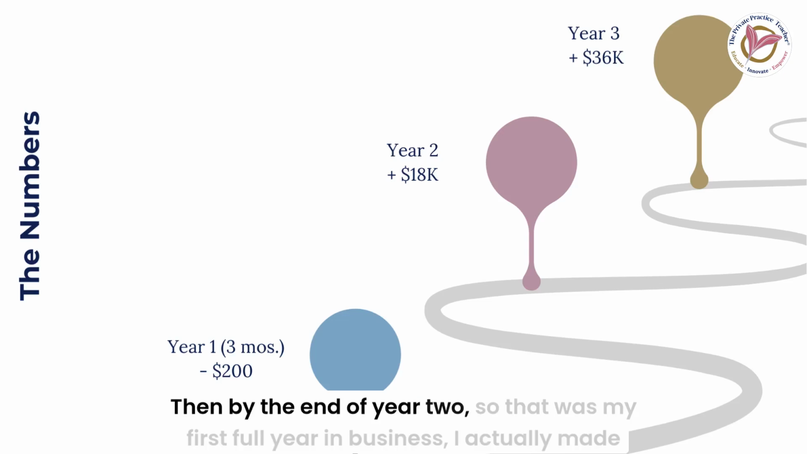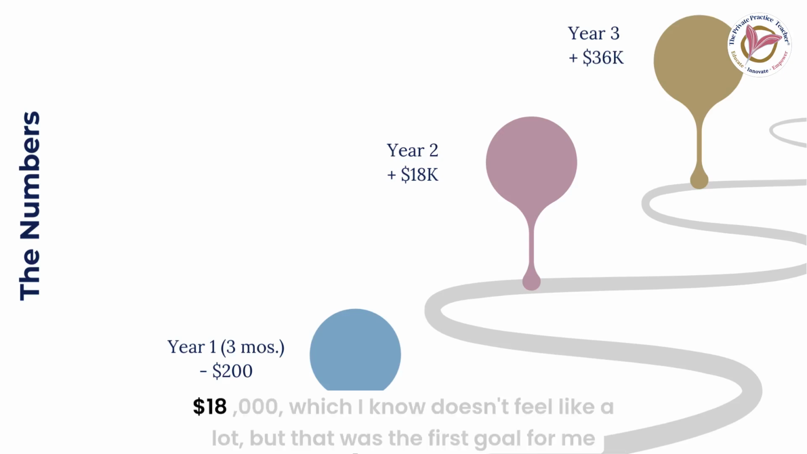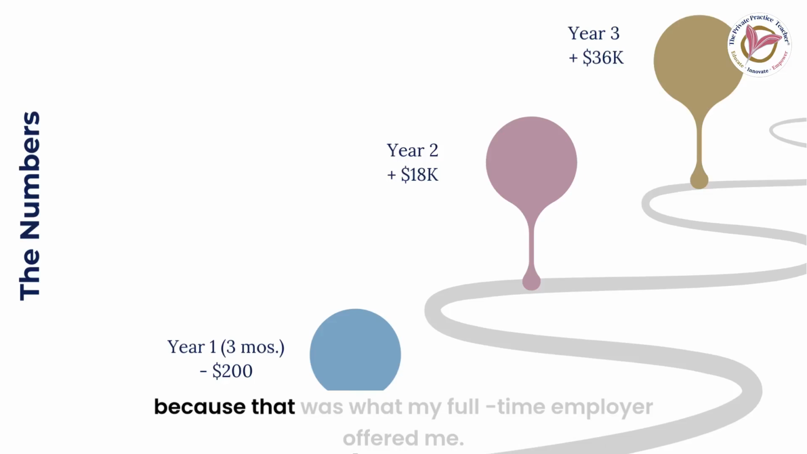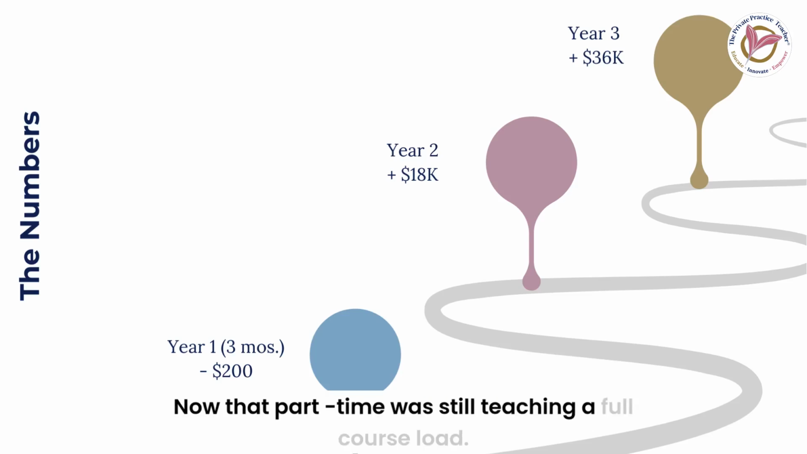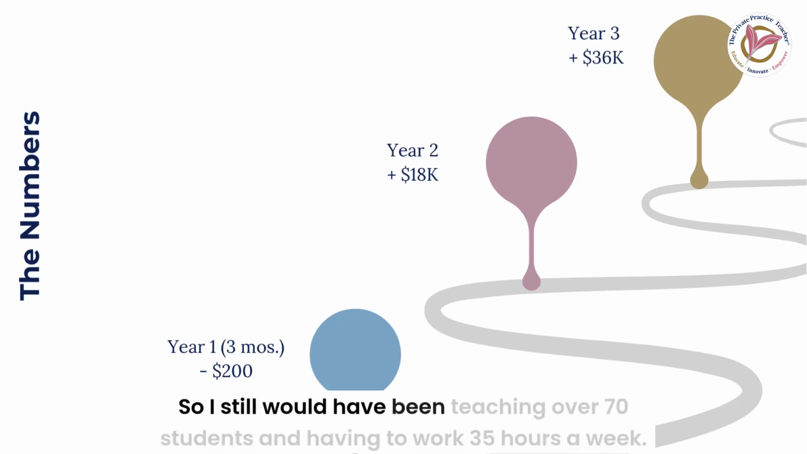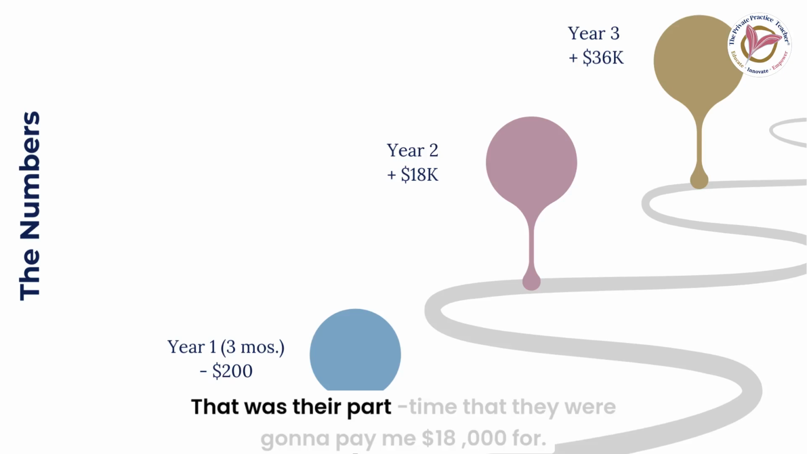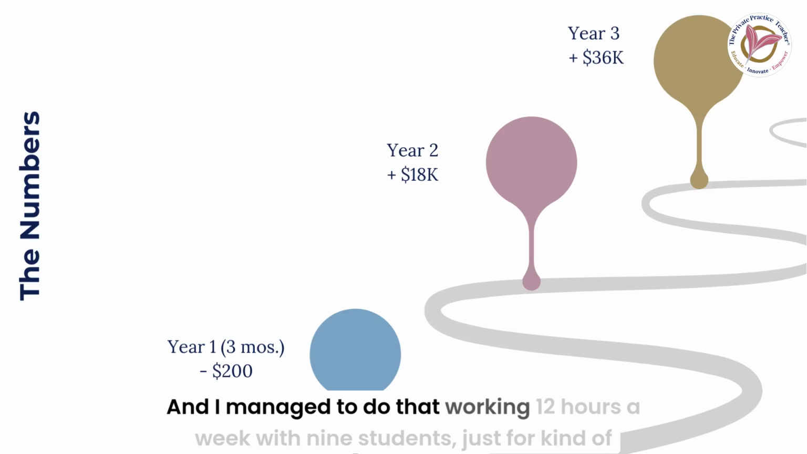Then by the end of year 2, so that was my first full year in business, I actually made $18,000, which I know doesn't feel like a lot, but that was the first goal for me because that was what my full-time employer offered me to teach part-time. Now that part-time was still teaching a full course load. So I still would have been teaching over 70 students and having to work 35 hours a week. That was their part-time that they were going to pay me $18,000 for. And I managed to do that working 12 hours a week with 9 students.